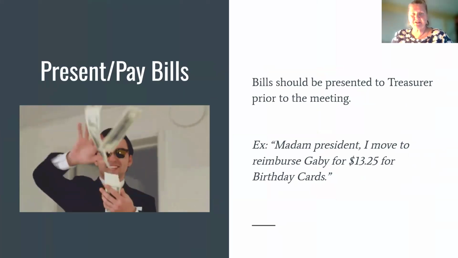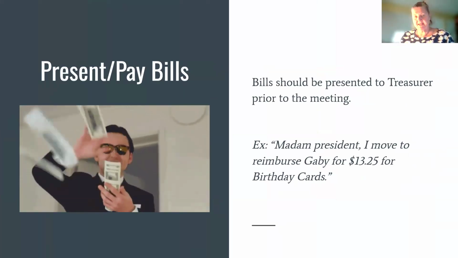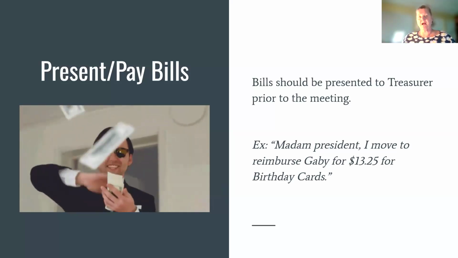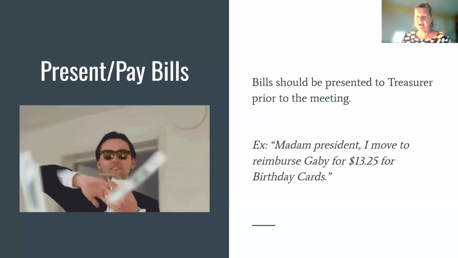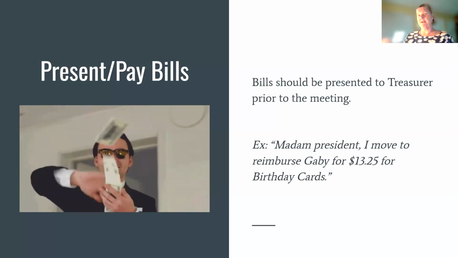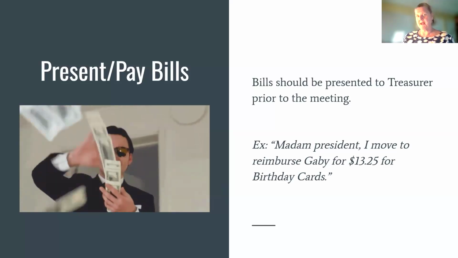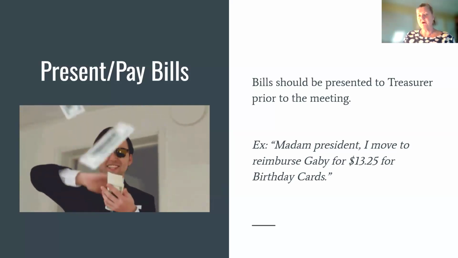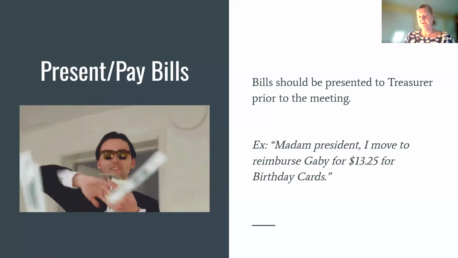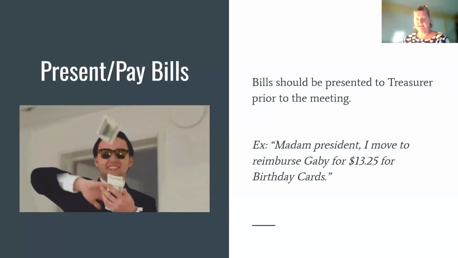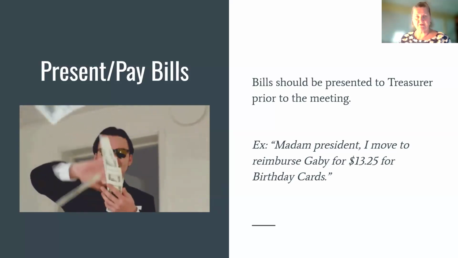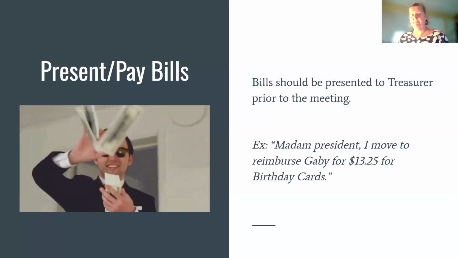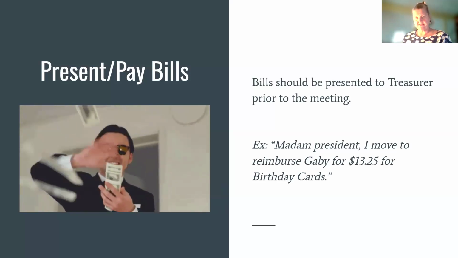Bills. Bills are nice to be presented. My big hint to you is to say, please present them to the treasurer prior to the meeting. You do not have to wait when you're giving your Ways and Means report. Oh, we have to pay the pecan bill, and here it is, $2,000. Go ahead and present that bill to your treasurer prior to the meeting. If you know there's a bill that is coming up, the treasurer, you could say, hey, do you have that bill? Would you go ahead and present it?